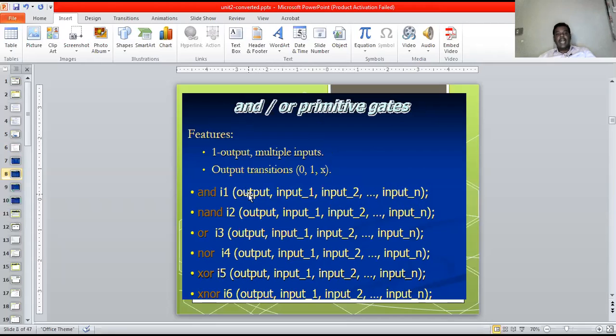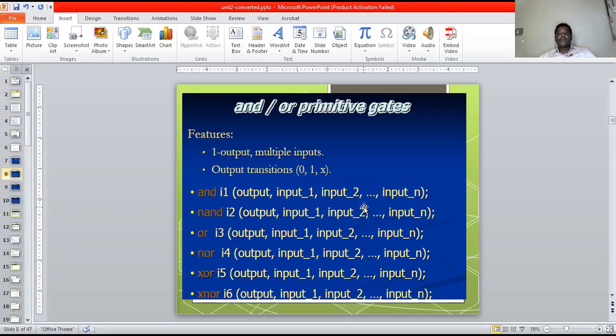Okay, students, next, if you observe this I1, this is the identifier name, the label name of this AND circuit. This is the label name for this AND gate. And I2 is the label name for the NAND gate. This is the label name for the OR gate, the label name for the NOR gate, the label name for the XOR gate, and the label name for the XNOR gate here. So these are the different inputs as well as the possible inputs and possible outputs of the primitive gate structures here.